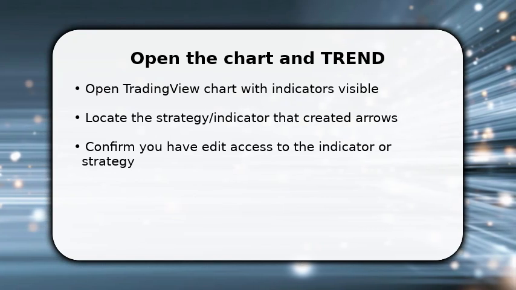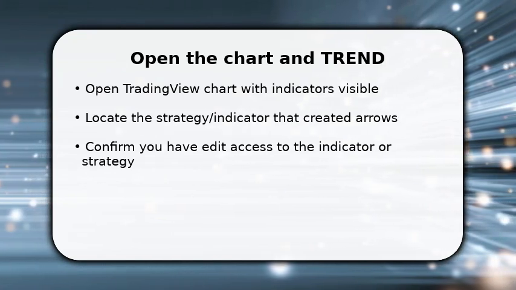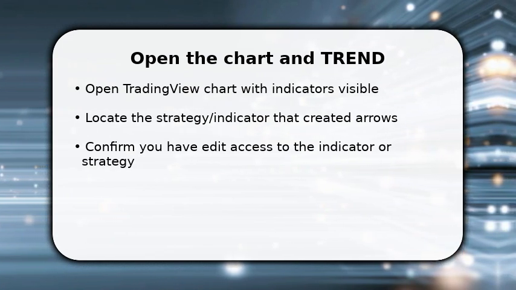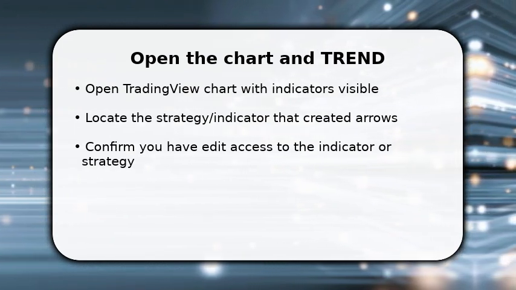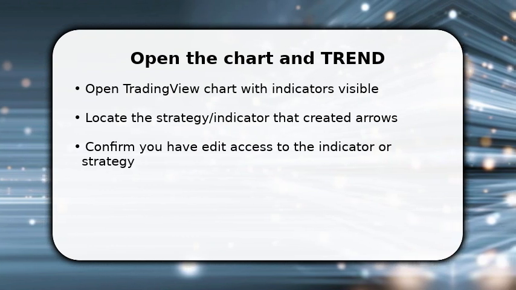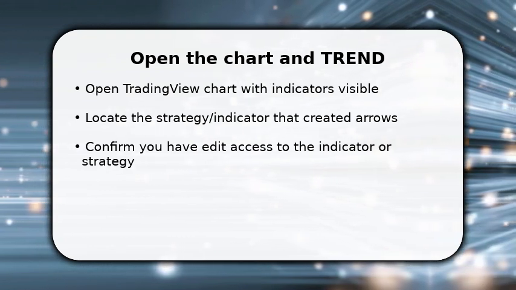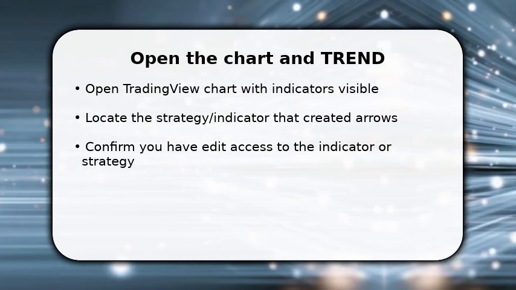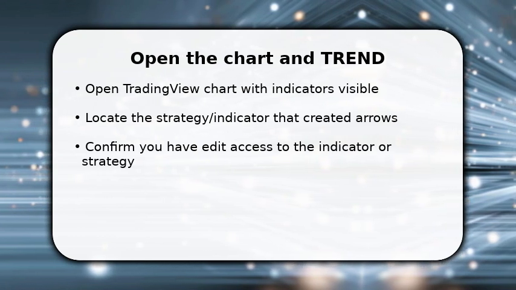You start on the chart where the buy and sell arrows appear. First, identify which indicator or strategy draws them by checking the chart's indicators list. Once identified, open that indicator's settings. If it's a strategy, open its inputs and style panels. Make sure you're in a layout where you can edit scripts or adjust built-in settings.